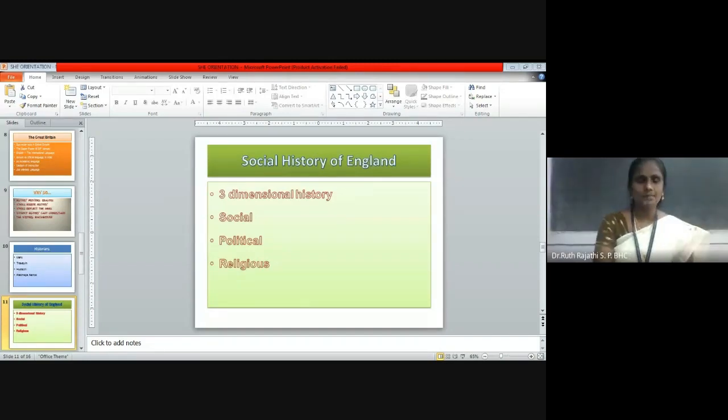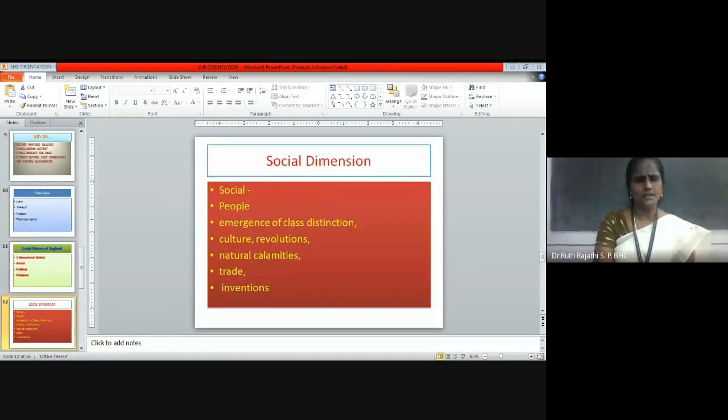Let me move to the next screen where I have given some ideas about the social dimension, political dimension, and religious dimension. So, to talk about the first one, social dimension, what it actually means. Social is nothing but society. Society is, of course, the people. So this dimension describes the people of England. To say it in a simple sentence, the social dimension talks about the people, the society of England.